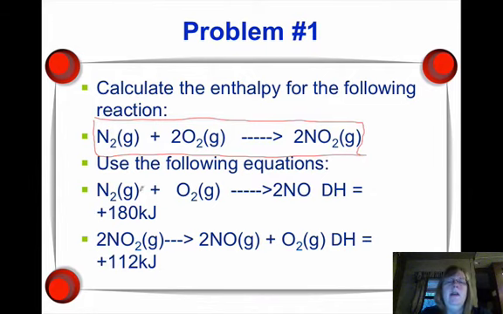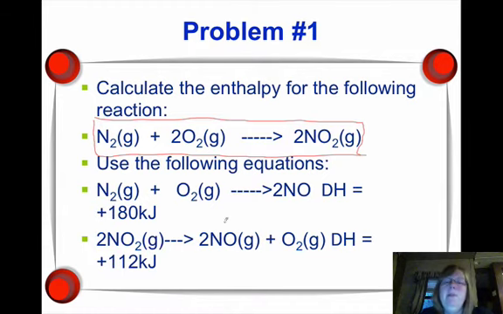We know that nitrogen and oxygen goes to two nitrogen monoxides, and the delta H for that is a positive 180 kilojoules. It's an endothermic reaction, and it's classified as a synthesis reaction. Look at this reaction. It's a decomposition reaction, and it's falling apart to form 2NO and O2. It is also endothermic because of the positive value of its delta H. Now we know the delta H's of these reactions.